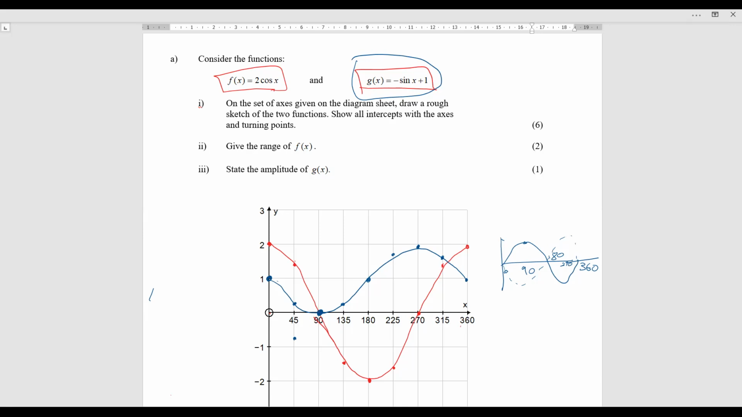Who's getting the points I got and whose graph is looking like mine? Can I have one confirmation to make me happy today? Yes, sir. Right, sir. Good, sir. All right. Okay, let's move on.